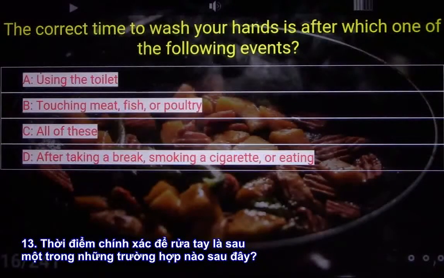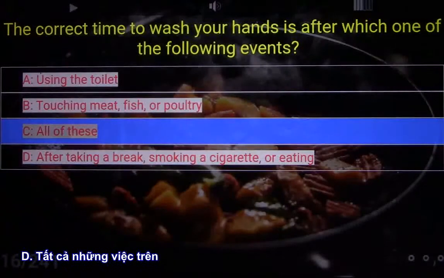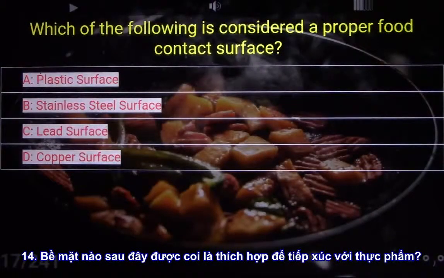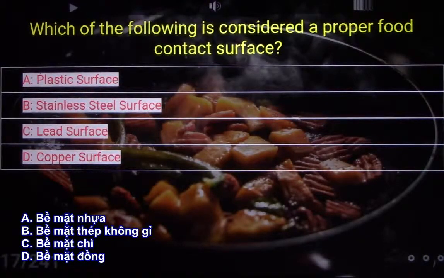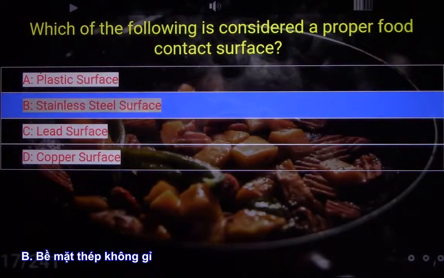The correct time to wash your hands is after which one of the following events? C. All of these. Which of the following is considered a proper food contact surface? B. Stainless steel surface.